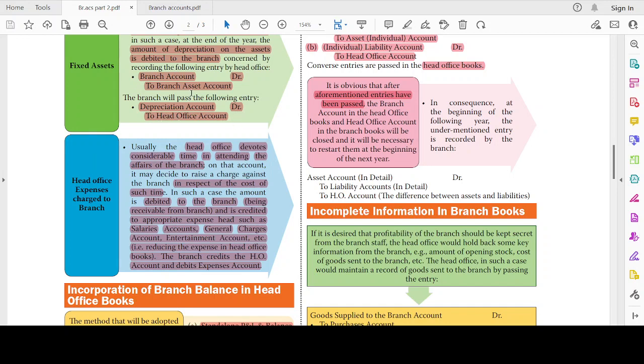Like this, for these expenses, what is the entry? Expense account debit to head office account. And here, what will it be? Branch account debit to corresponding expense account. For example, it can be the salary of an employee.